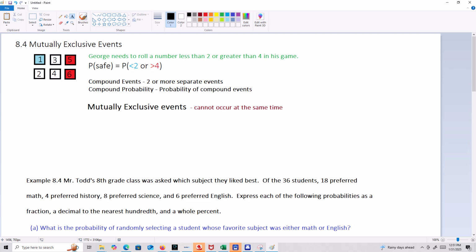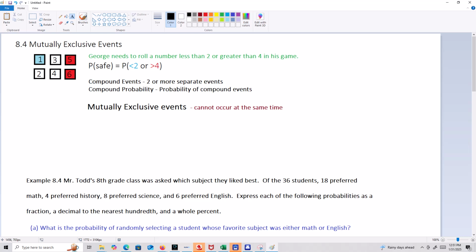Hi, today we're going to talk about section 8.4, mutually exclusive events. This is on pages 382 and 383 of Abeka Pre-Algebra. So let's get right into it.